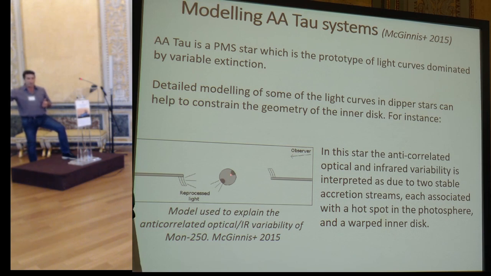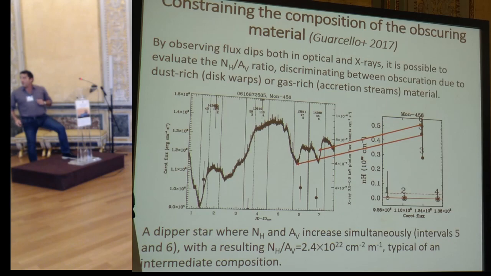These are young stars with a protoplanetary disk. We are observing the star in this direction. The disk has warps, and is accreting. So we also have hot spots on the surface of the star. And when the warp is obscuring the star, producing an optical dip, this warp here is illuminated by the hot spot, processing the light in infrared, so producing a brightening in infrared. There is no way to actually test models like this except by studying the star in the time domain.